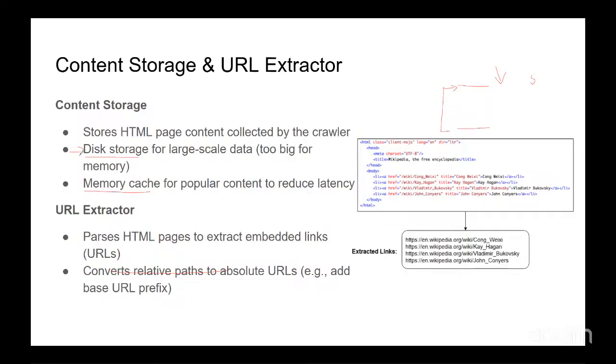We also already discussed in the previous requirements that we have to crawl billions of web pages a month, and there is a lot of storage that we require. So definitely we will go with disk storage instead of memory, because this much data cannot be stored in memory. The other option is that we can keep the popular content in the memory cache so that it can be accessed quickly to reduce latency.